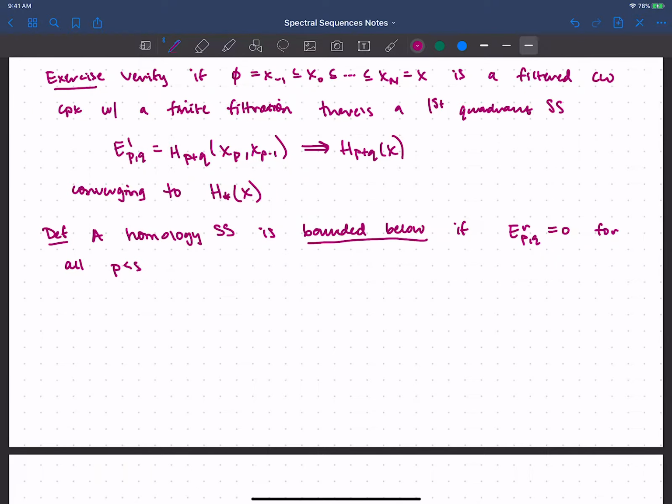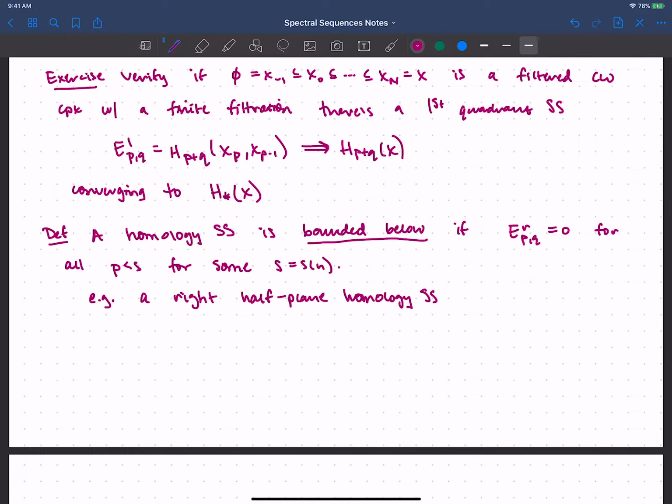And this is for some, I guess really for some R and also for some S, which again might depend on N. Okay, so a good example, and these are the kind of things that typically show up when you start studying more complicated spectral sequences or maybe working in spectra, is a right half plane homology spectral sequence.